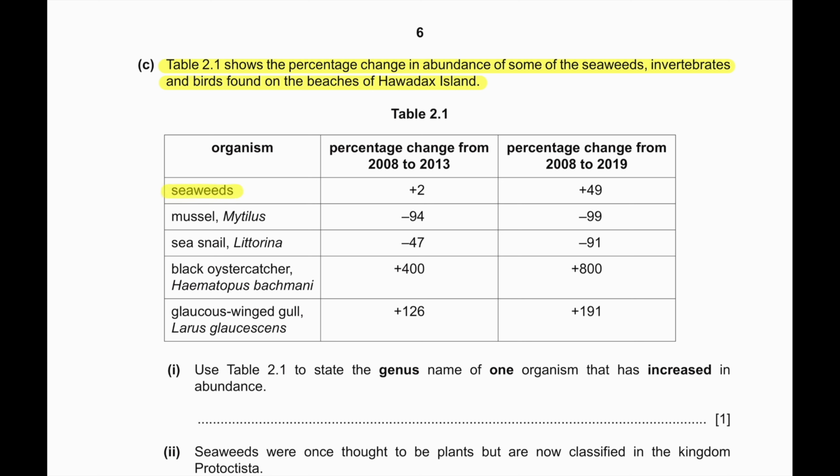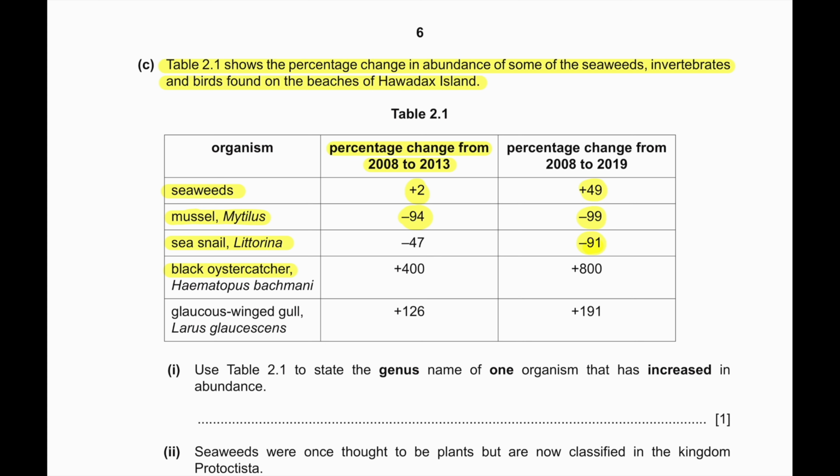We can see the seaweeds' percentage change from 2008 to 2013 is plus 2, so there is an increase, and the percentage change from 2008 to 2019 is plus 49. So we can see the increase becomes really high. However, the mussels, Mytilus, decreased from 2008 to 2013 by 94% and then decreased up until 2019 by 99%. The same happens with the sea snail, Litorina. It decreased up to minus 91%.